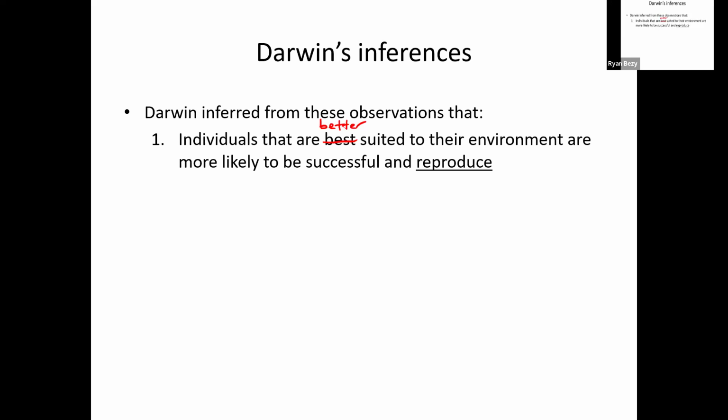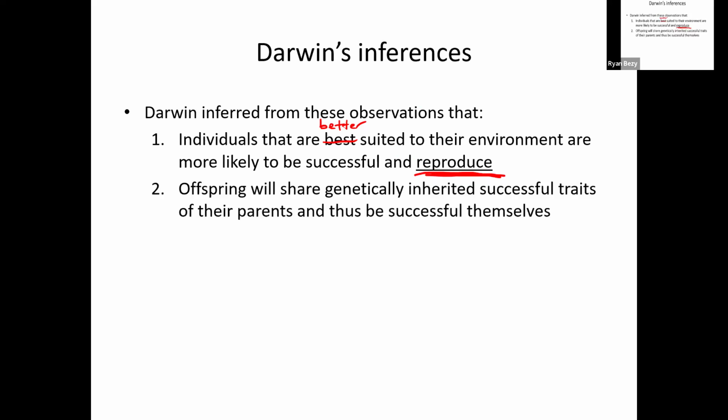I'm going to hit this a few times. Have it underlined as well. Evolution always hinges on reproduction. Evolution is always about reproduction and reproductive levels. What will also happen, though, is that offspring will usually share genetically inherited successful traits of their parents, and thus go on to be successful themselves as well.